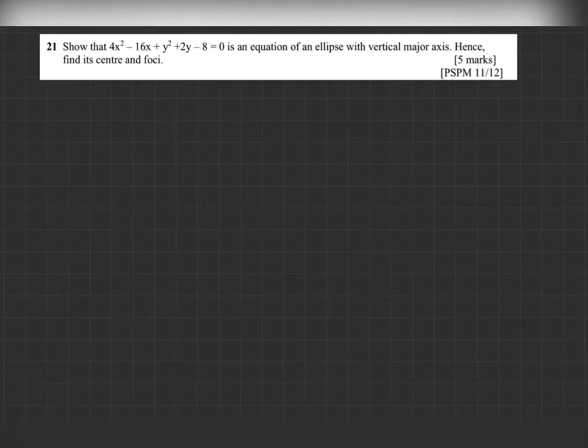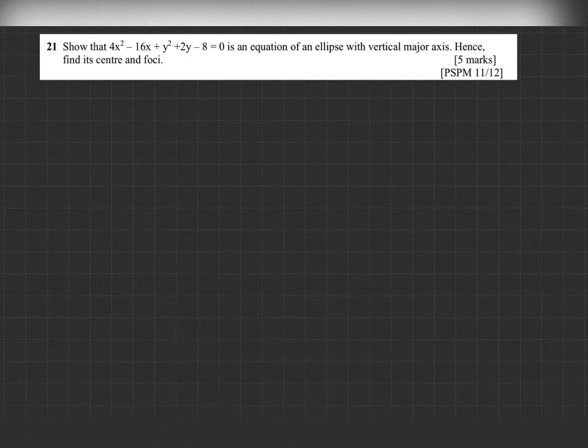Hello, what's up guys? Okay, now kita look on question 21. So the final example yang saya akan show berkaitan dengan ellipse. So this question mention, show that this Cartesian equation is an equation of an ellipse with vertical major axis. Hence, find the center and foci.